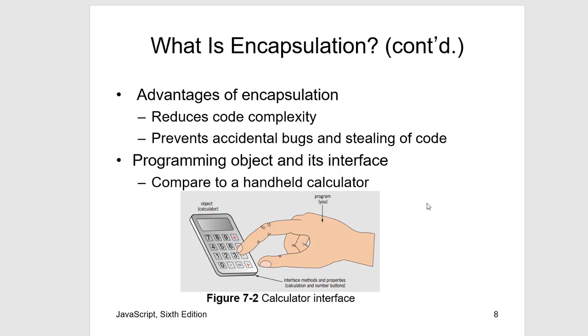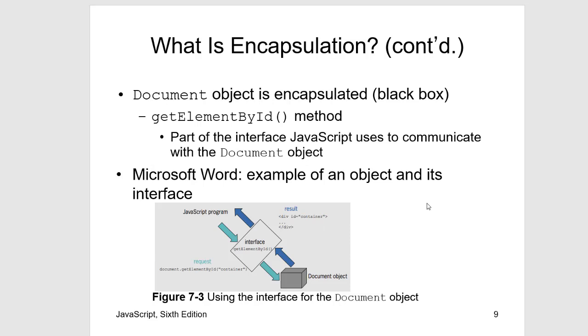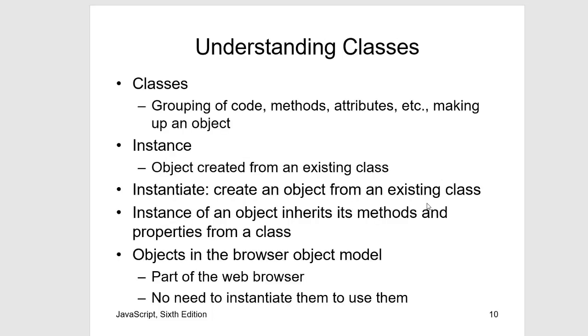So in the example that's shown in figure 7-2, a programming object and its interface would be compared to a handheld calculator. You don't need to know how the multiplication is done and the memory and all of that, but the object itself is just accessed through the nice little buttons and pictures that tell you how to find the answers. The document object that we've already used is encapsulated, and we have a function called getElementById, which you used in a previous chapter, that lets you communicate with the document object and pull out bits of data within the document object itself.